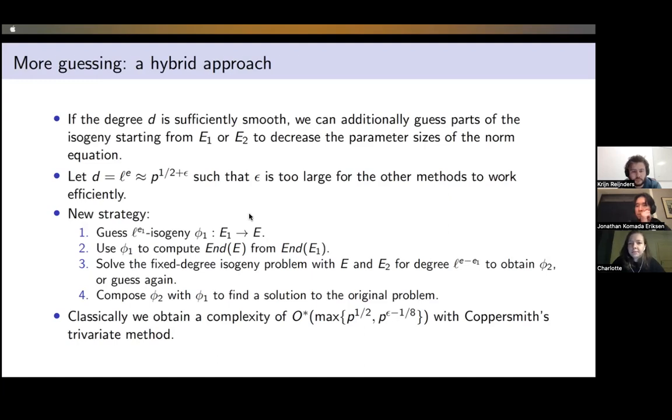Or of course, we have to guess again this isogeny here in point one, if we don't find a solution to our smaller isogeny problem. And in the end, of course, we can then compose those two isogenies together in order to find a solution to the original problem, where we want to find a D isogeny from E1 to E2.